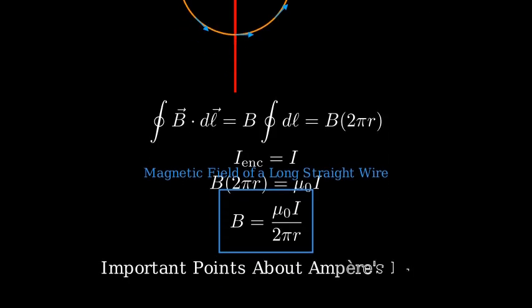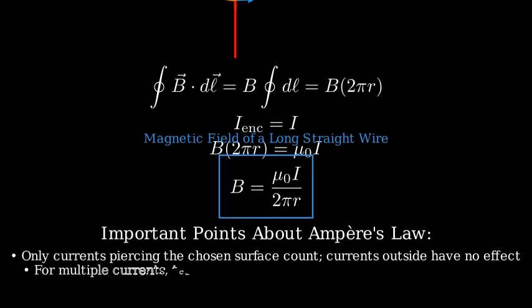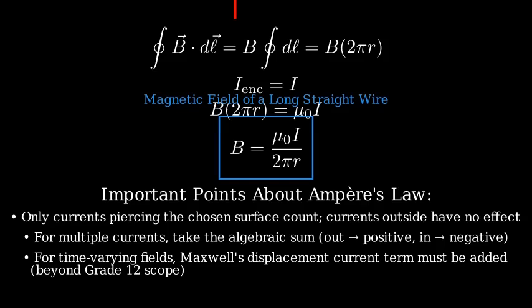First, only currents piercing the chosen surface count. Currents that pass outside the Amperian loop have no effect. Second, if multiple currents pass through the surface, we take their algebraic sum. Currents directed outward are considered positive, while those directed inward are negative. Third, for time-varying fields, Maxwell's displacement current term must be added, but this is beyond the scope of grade 12.